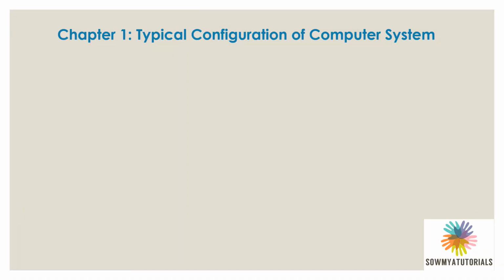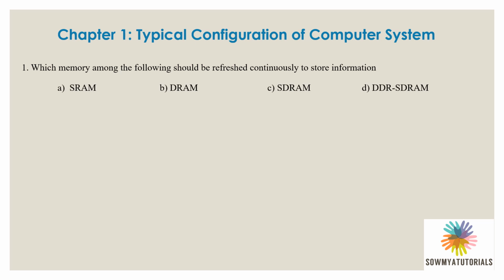Chapter 1, typical configuration of computer system. Question number 1. The question is: which memory among the following should be refreshed continuously to store information? So what are the options here? Option A, SRAM. Option B, DRAM. Option C, SDRAM. Option D, DDR SDRAM. So out of these, which one is the correct answer?